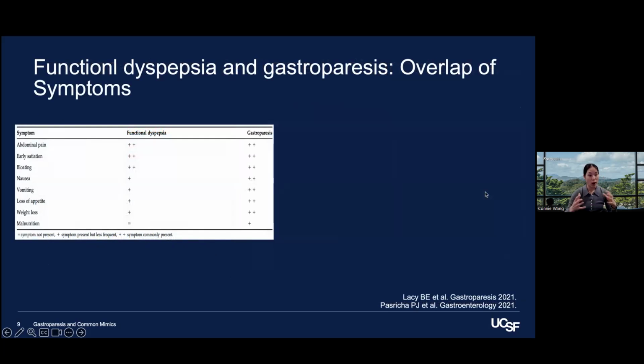So again, why do I bring up functional dyspepsia when I'm talking about gastroparesis? We can see from the last few slides that patients with functional dyspepsia and gastroparesis share a lot of the same symptoms. In particular, abdominal pain, early satiety, and bloating can be very commonly seen in both of these diseases, whereas nausea, vomiting, loss of appetite, weight loss, and malnutrition is more prevalent, I would say, in gastroparesis and less commonly seen in patients with functional dyspepsia.